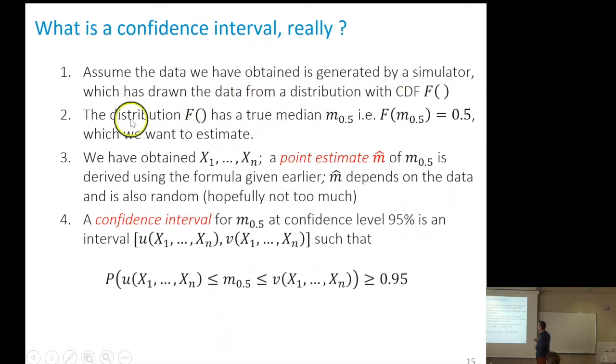We assume that the data we have obtained come from some distribution that is well defined, but you don't know it. There is a computer program, you cannot have access to the code or to anything that the computer is doing, only the output. This distribution has a true median. I call it M05 here. So if I call capital F the CDF, the cumulative distribution function, this is the point that gives exactly 0.5 here.